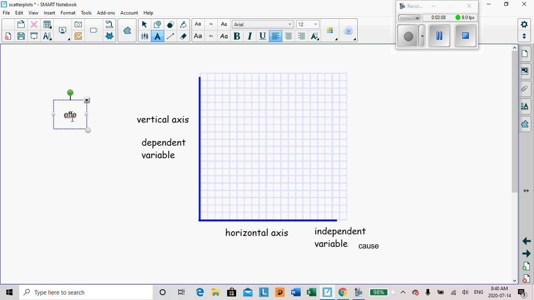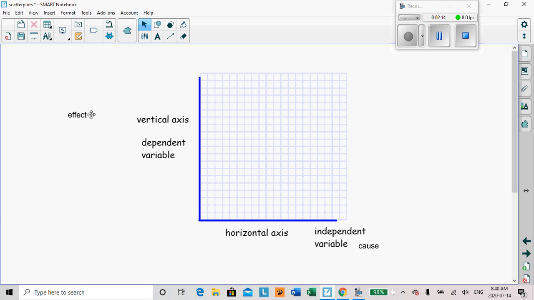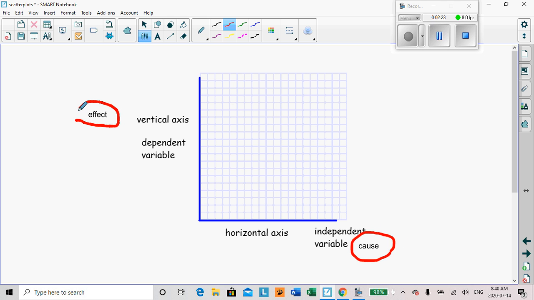And that's just your decision, your guess on what you think is causing something else to change. So this is the cause down here. This is the effect over here. We call this one on the horizontal independent variable, and the one that's on the vertical axis the dependent variable.